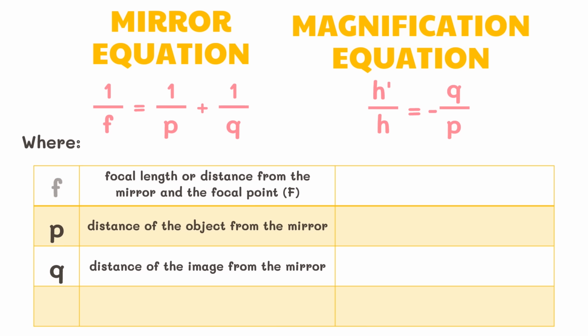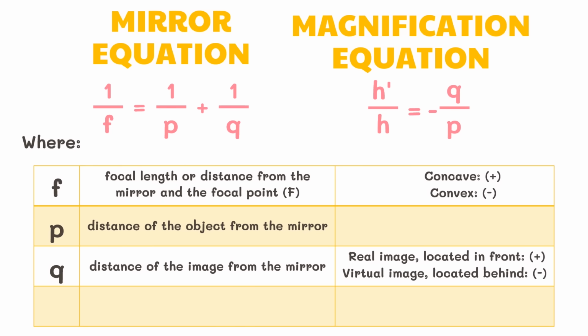Now remember, focal length is positive if the mirror is concave and negative if it is convex. The distance of the image from the mirror is positive if the image is real and located in front of the mirror, and it is negative if the image is virtual and located behind the mirror. h' is the height of the image. It is positive if the image is upright and negative if the image is inverted.